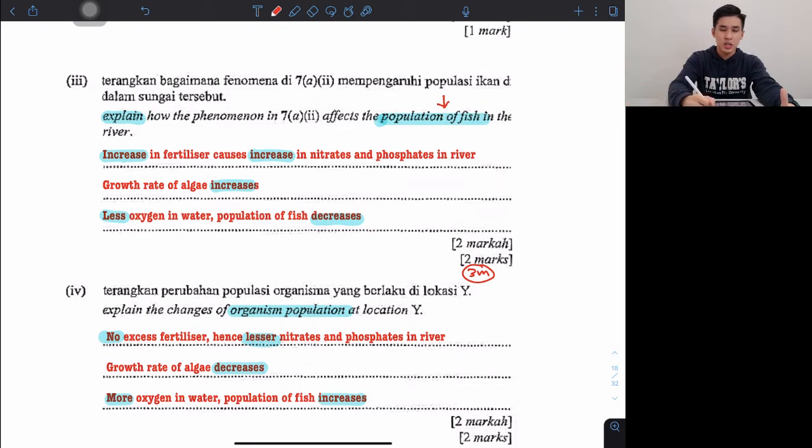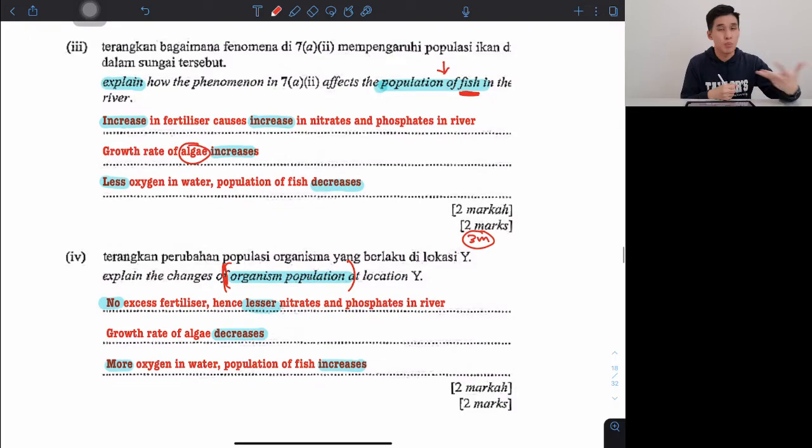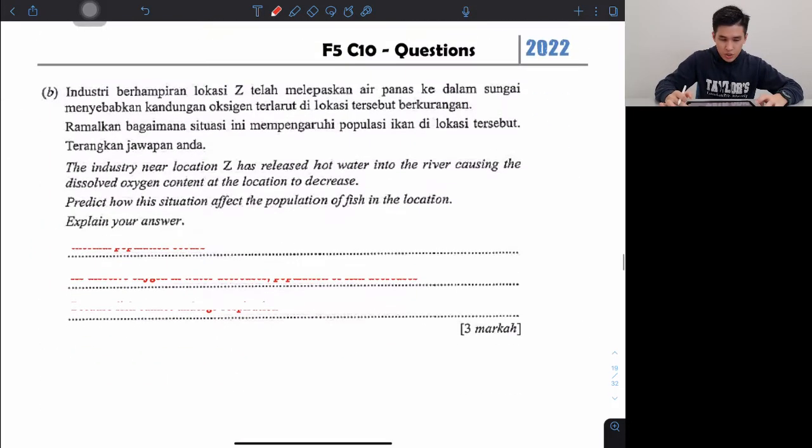Even though they just say organism population here, but I know they just say fish, in order to explain how the fish population is affected, you could talk about the algae. So here we also mention the algae lor. Yeah, so here the question wants us to mention both. Right? So done already. Then next question, the last one here.